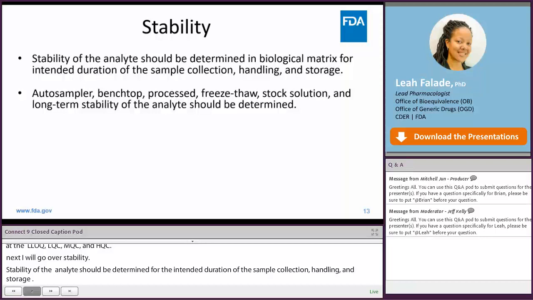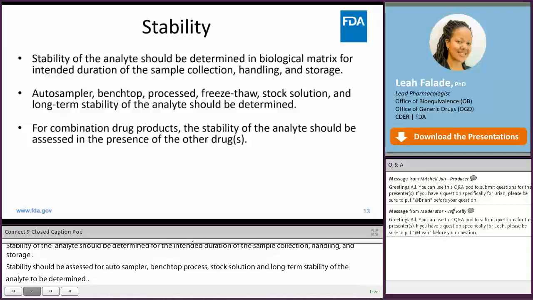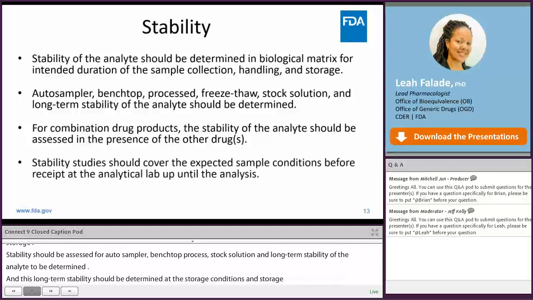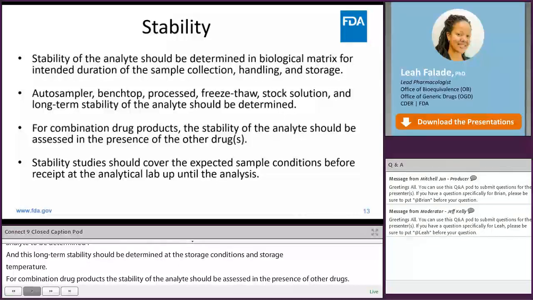And this long-term stability should be determined at the storage conditions and storage temperature. For combination drug products, the stability of the analyte should be assessed in the presence of other drugs. The stability studies should cover the expected sample conditions before receipt at the analytical lab all the way up until the sample analysis.